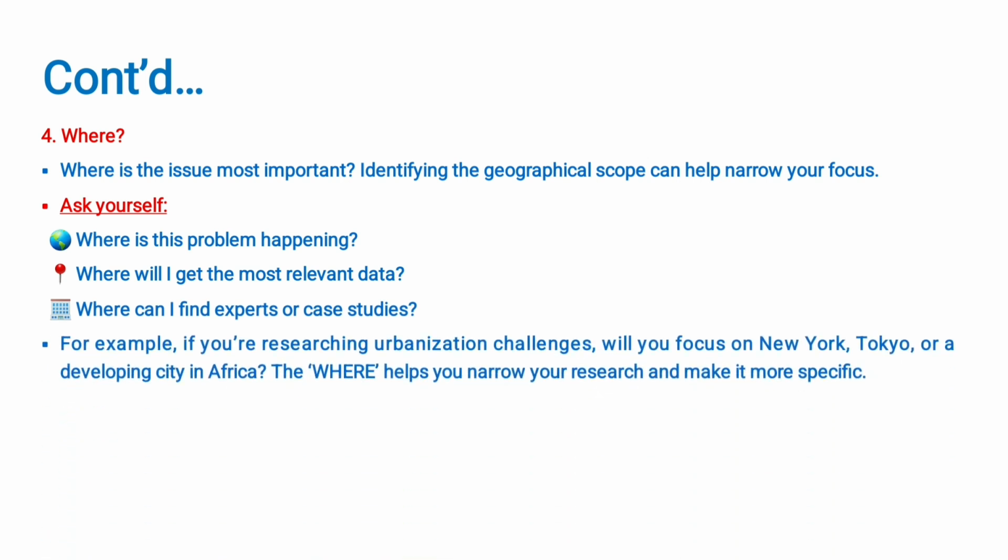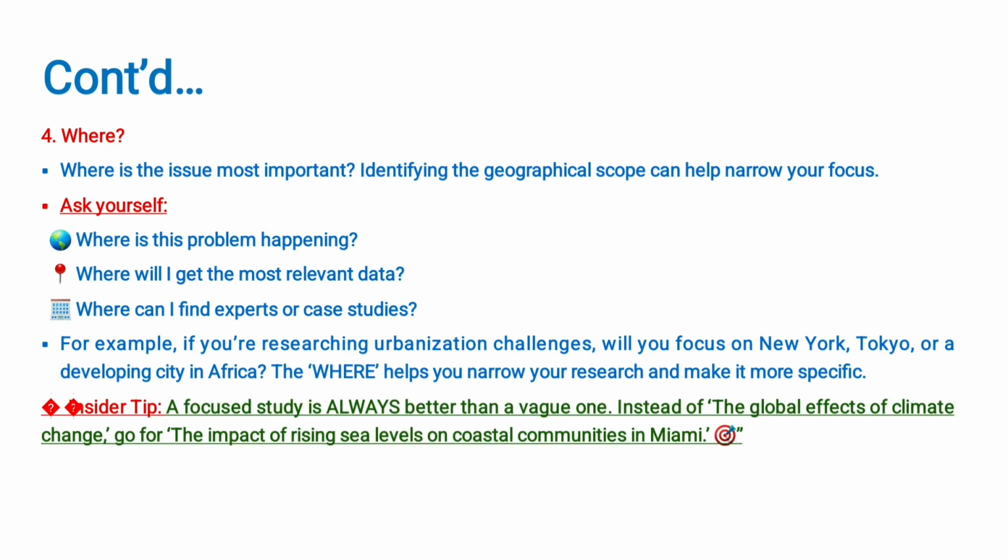For example, if you are researching urbanization challenges, will you focus on New York, Tokyo, or a developing city in Africa? So the where helps you narrow your research and make it more specific. As a pro tip, a focused study is always better than a vague one. Instead of the global effects of climate change, just go for the impact of rising sea level on coastal communities in Miami. All right? Well, now let's talk about who actually cares about your research.